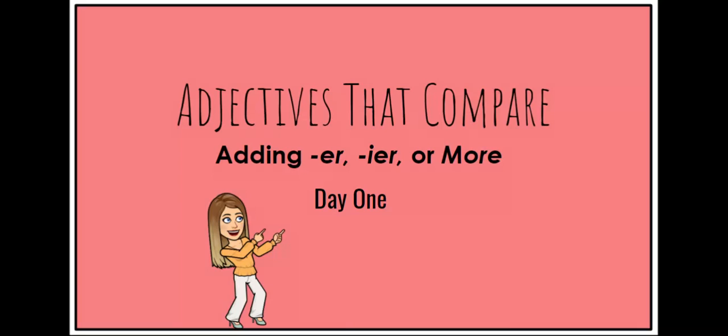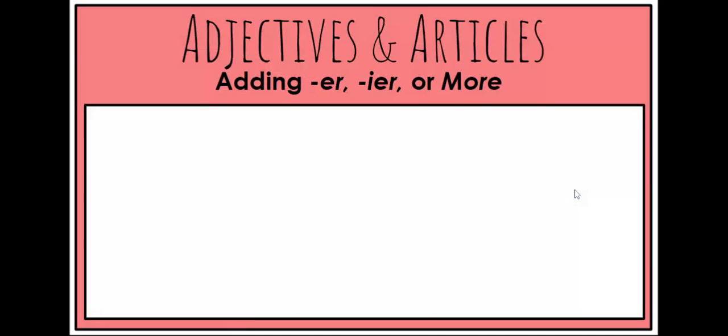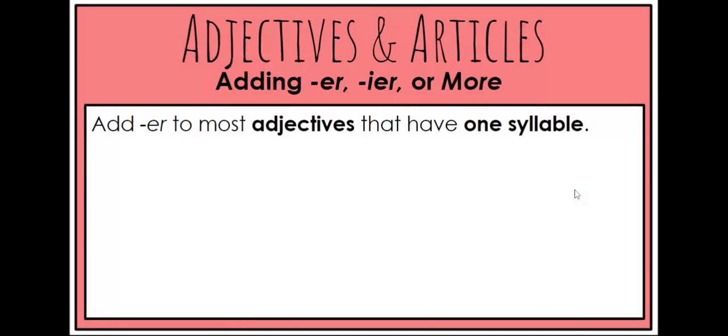Today specifically, we're going to talk about comparing just two things, and that means we're going to be adding the suffix er, ier, or we're going to use the word more in front of an adjective to compare two nouns. Add er to most adjectives that have one syllable.